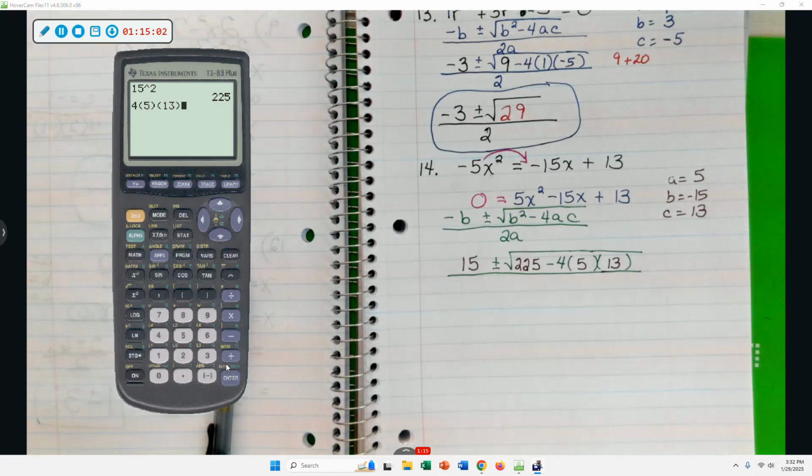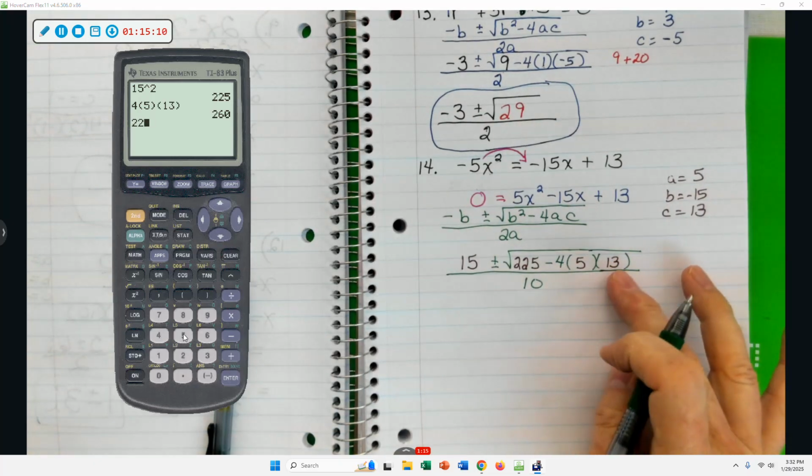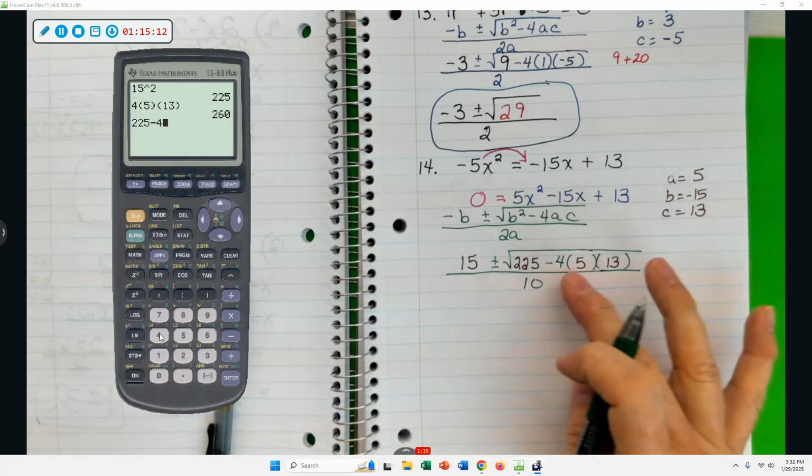All over 2 times A. Now 2 times A, we can do that without a calculator. 10, 220. Okay, so it's 225 minus 260. 20 times.